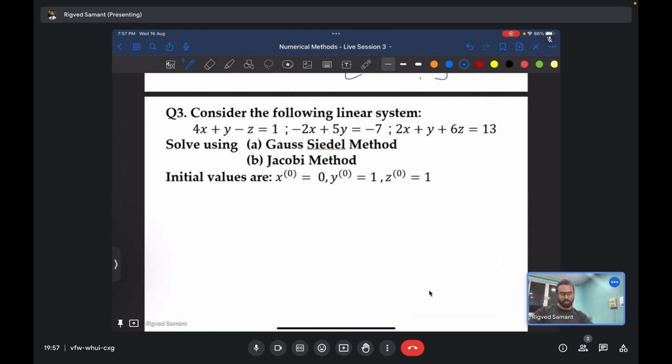Gauss Seidel method. Till now we saw all the direct methods. This is related to iterative methods, Gauss Seidel and Jacobi. In an iterative method you have one equation and you iterate again and again till you get the final solution. First is the Gauss Seidel method. Solution using Gauss Seidel.